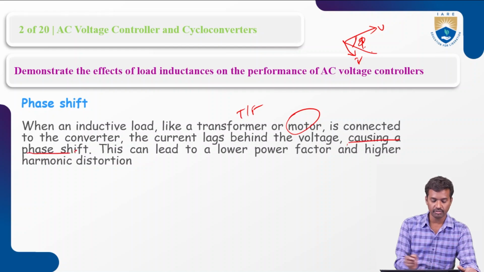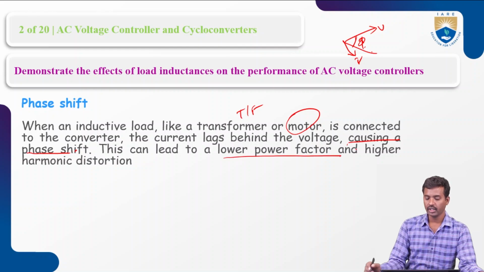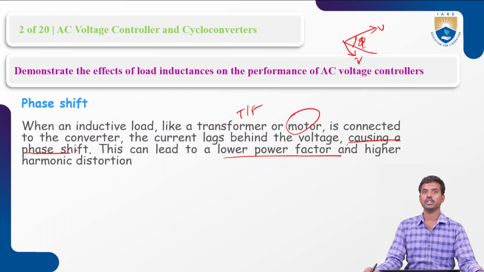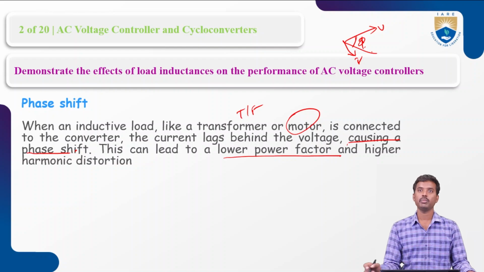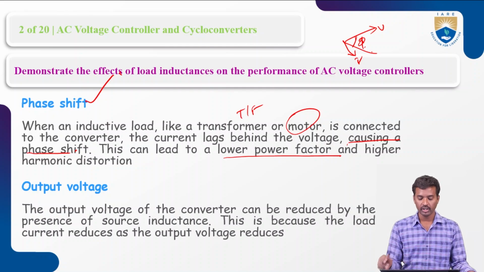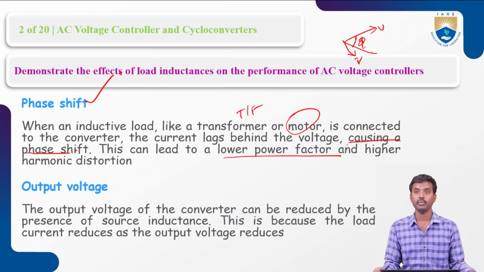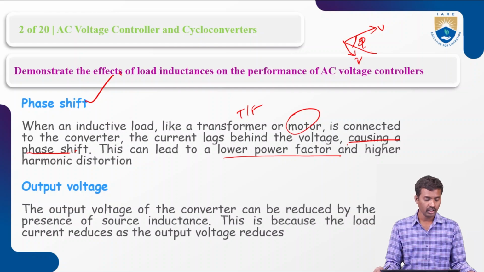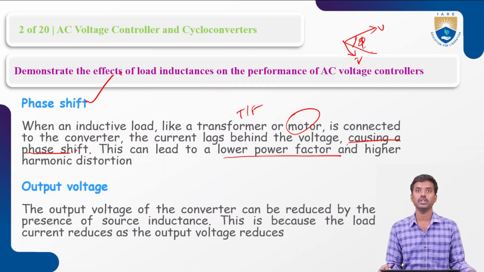This can lead to a lower power factor and higher harmonic distortion. The second effect is that the output voltage also changes. The output voltage of the converter or controller can be reduced by the presence of source inductance and load inductance, because the load current reduces and so the output voltage reduces.